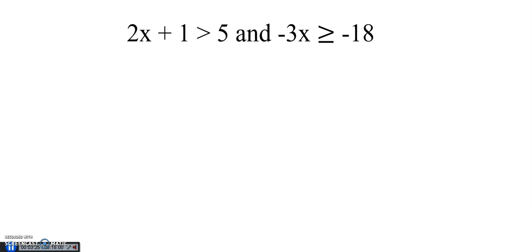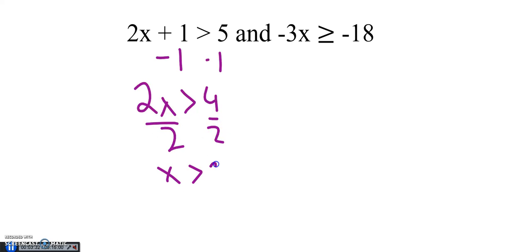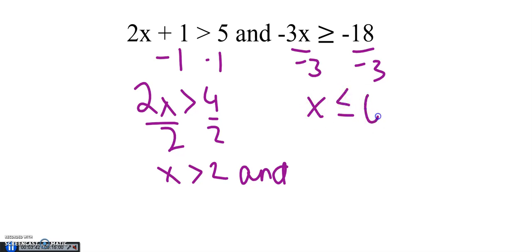So if we solve the left-hand one for x, we get 2x is greater than 4. So x would be greater than 2. And then to solve the other one, we're going to divide by negative 3. And that means we have to flip our inequality around. So x would be less than or equal to 6.